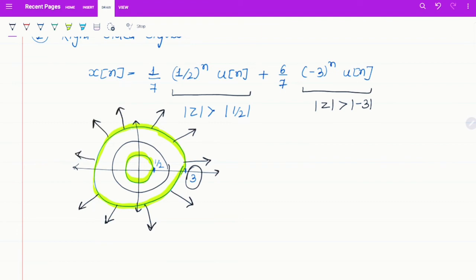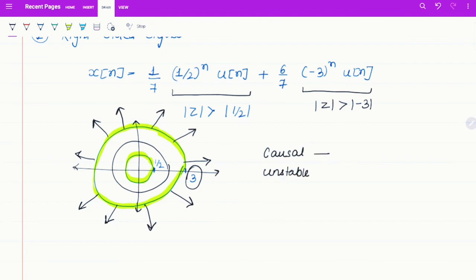Okay, so for this also, the region of convergence is outside 1 by 2, but we are not going to consider this one because it doesn't contain any common ROC. So what about the causality, whether this is a causal or non-causal signal, or whether this is a stable or unstable system? How are we going to find this? So this is a causal signal and this is an unstable signal.